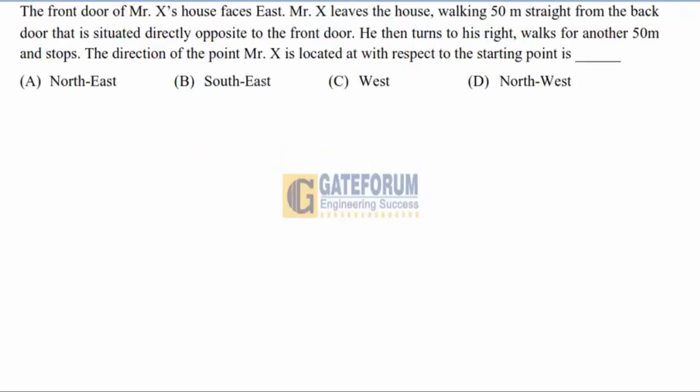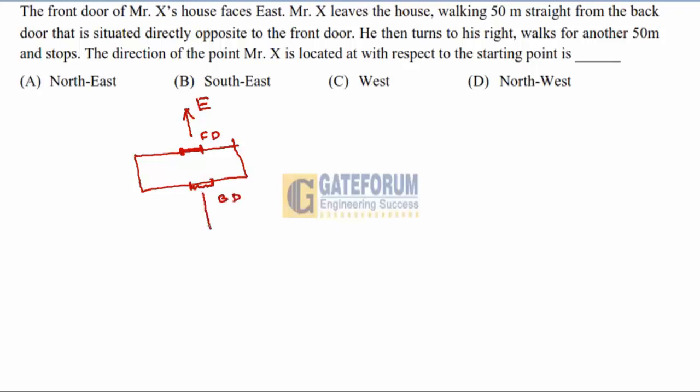The front door of Mr. X's house faces east. So suppose this is the house of Mr. X and suppose this is the front door. So the front door faces east. Mr. X leaves the house walking 50 meters straight. Oh, from the back door. So there is also a back door here. So this is the back door. This is the front door. This is the back door.